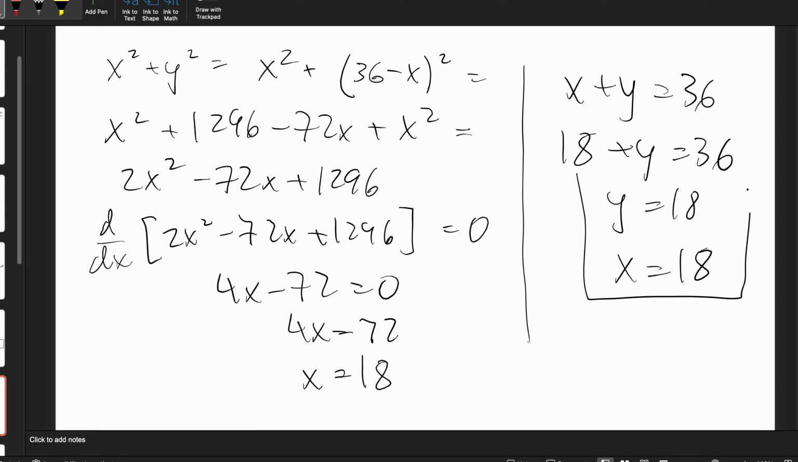Those are our solutions. That's going to minimize the sum of the squares. The sum of the squares of these two numbers is going to be minimal when x and y are equal to 18. Good. And again, you could do a sanity check. You could just plug in various numbers and see that that's correct.